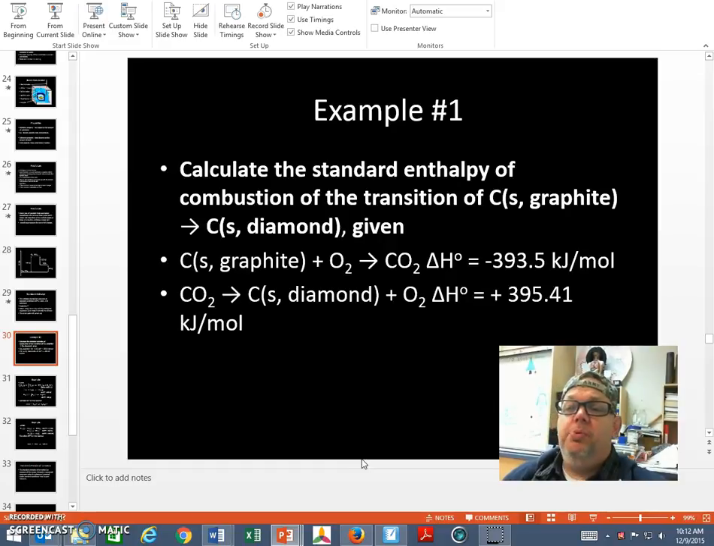Now, a problem like this could be a good FRQ. What if I said, look, I need 2.5 moles of diamond. How much energy am I going to need to make it happen? Then you can just take whatever the difference is between those two, multiply it by 2.5, and that's how much energy you're going to have to deal with when you get your 2.5 moles of diamonds. Okay? All right, let's move on.